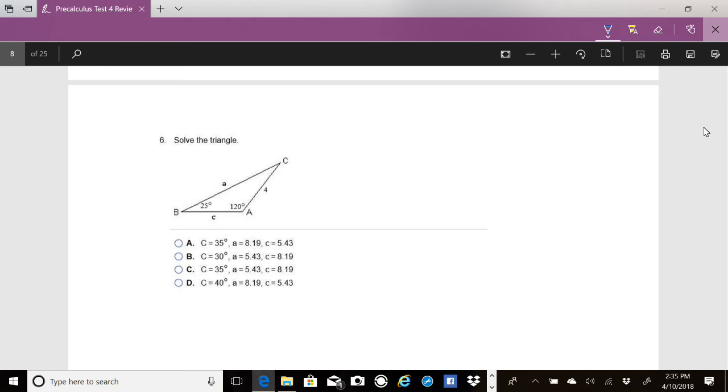Here we have an obtuse triangle. We want to solve the triangle. We're given that B is 4. Angle B is 25 degrees. Angle A is 120 degrees. And we need to solve for C and A.